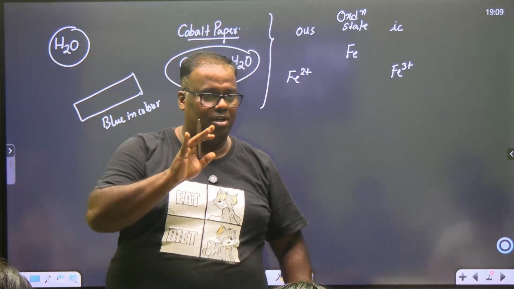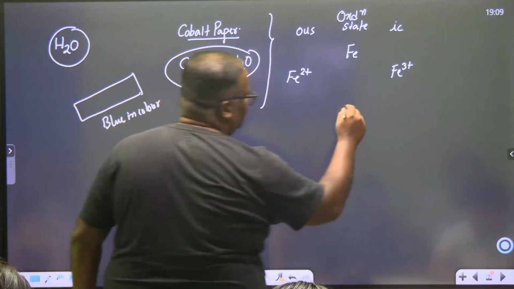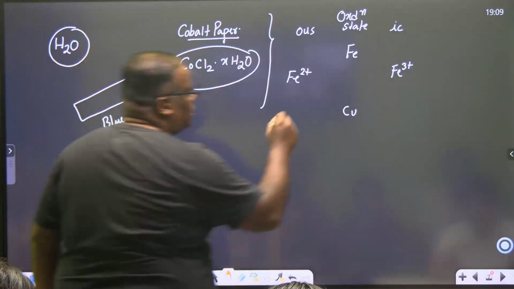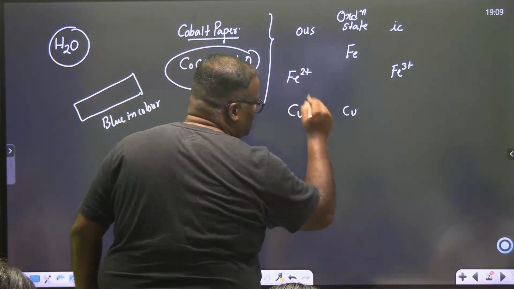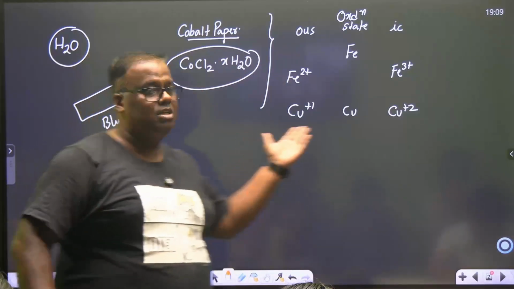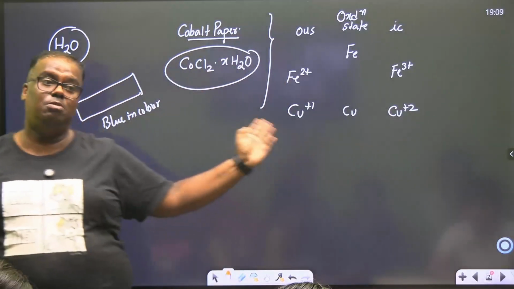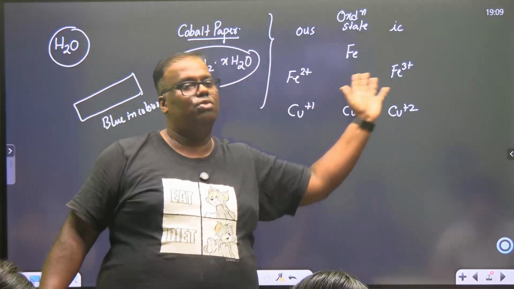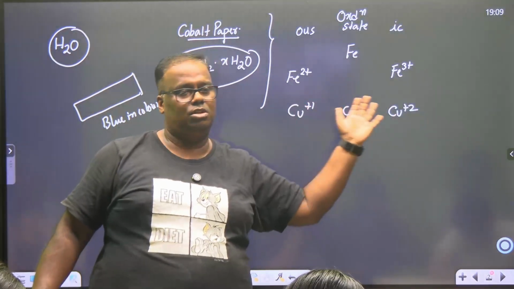Similarly, copper, but in copper the case is different. Copper, lower oxidation state will always be -ous, but copper's lower oxidation state is +1, higher is +2. Cuprous, cupric. Remember this also. It helps in later cases. Ferrous, ferric, cuprous, cupric.